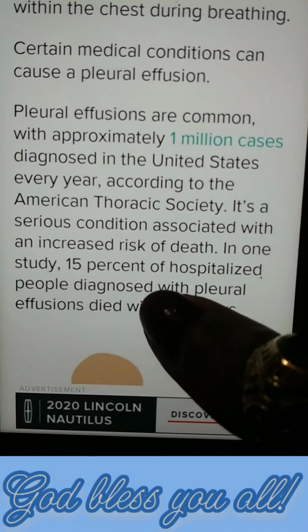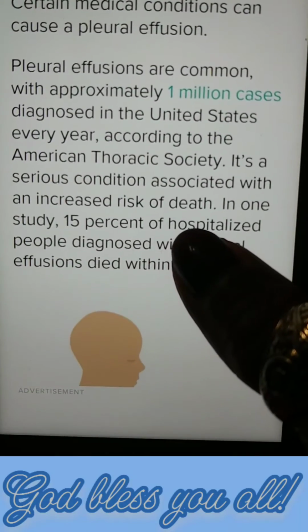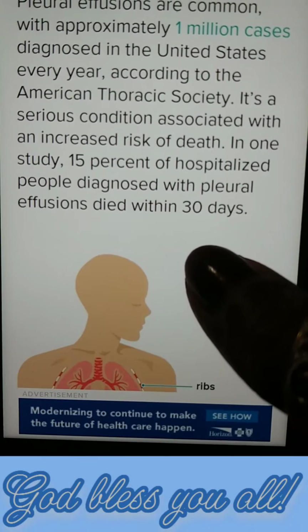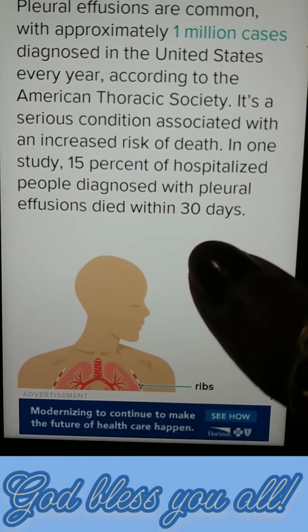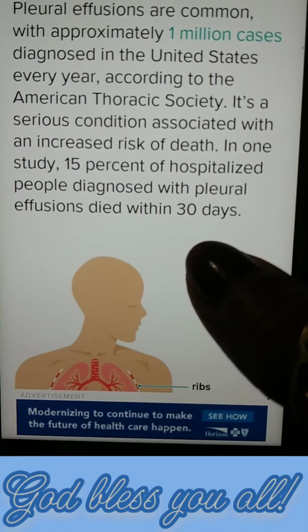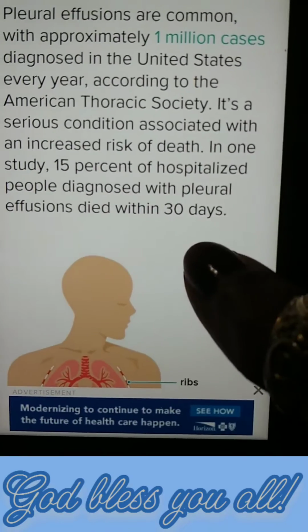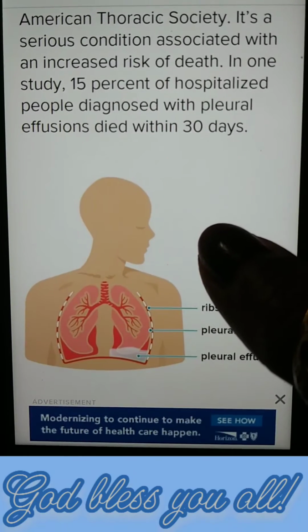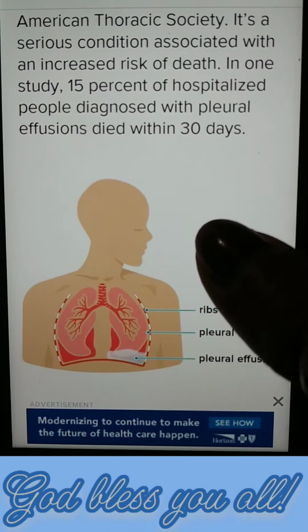Pleural effusions are common, with approximately 1 million cases diagnosed in the United States every year. According to the American Thoracic Society, it's a serious condition associated with an increased risk of death. In one study, 15% of hospitalized people diagnosed with pleural effusion died within 30 days.